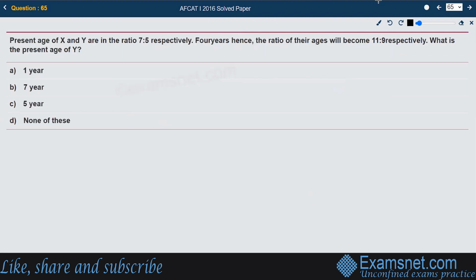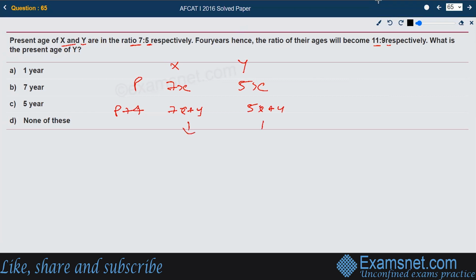Next one, 65. He says the present ages of X and Y are in the ratio 7:5. 4 years hence, the ratio of their ages becomes 11:9. What is the present age of Y? Okay, so let us take it like this. The present ages are 7x and 5x, and 4 years hence, you need to add 4 to the present ages. After 4 years, their ages will be 7x plus 4 and 5x plus 4.